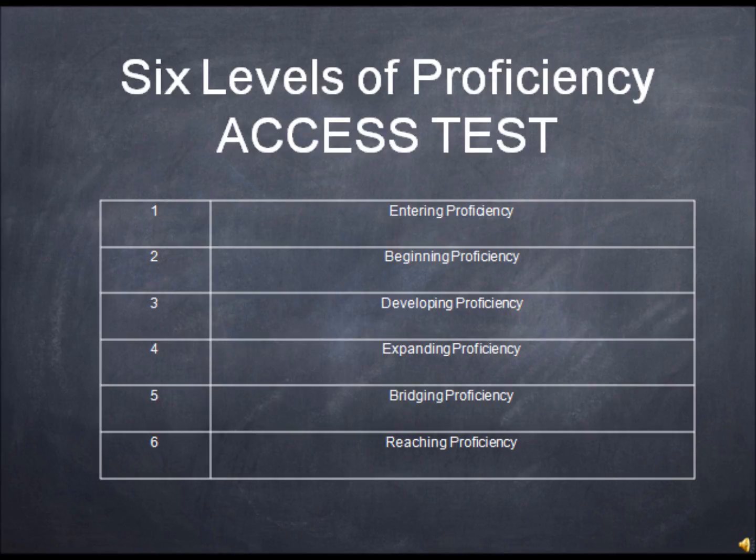No Child Left Behind requires schools to assess ELL students yearly in regards to their English proficiency. These levels 1 through 6 are assessed through the Access Test. As students are assessed, they move up levels. As the students reach a new level, they receive fewer and fewer supports from the ESL teacher. Eventually, these students are expected to integrate completely in the regular education classroom.